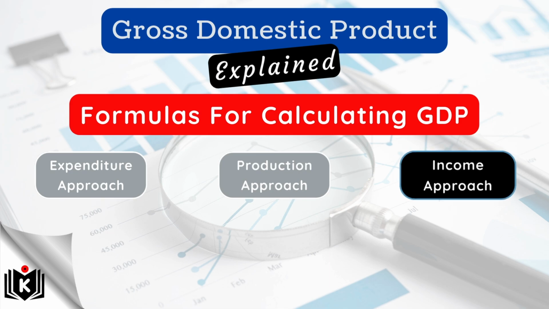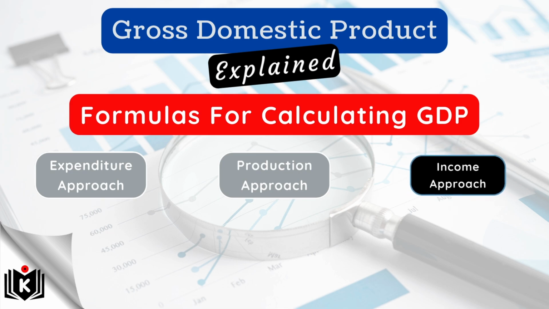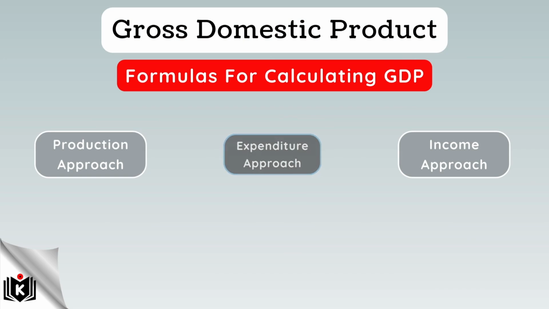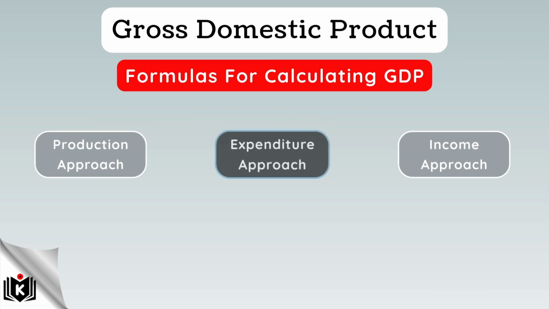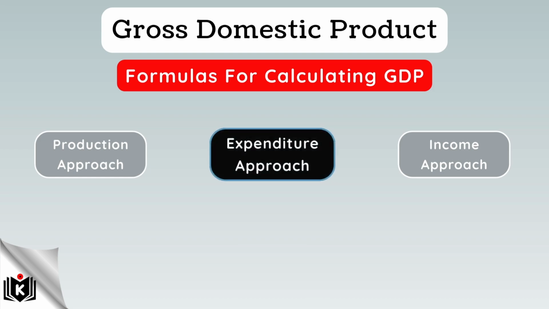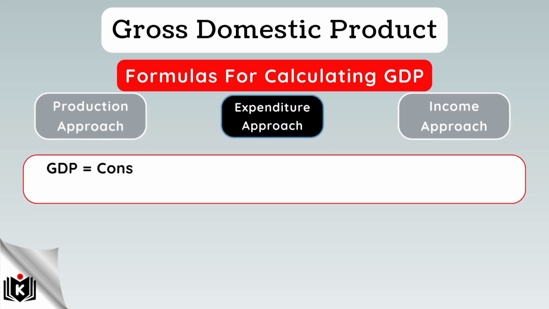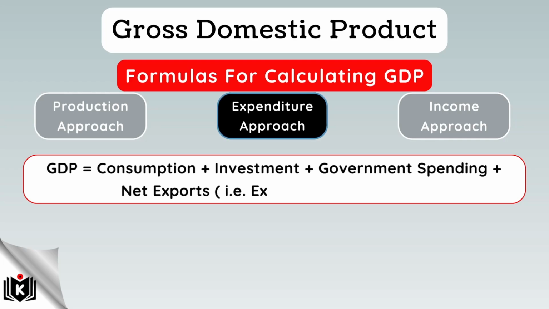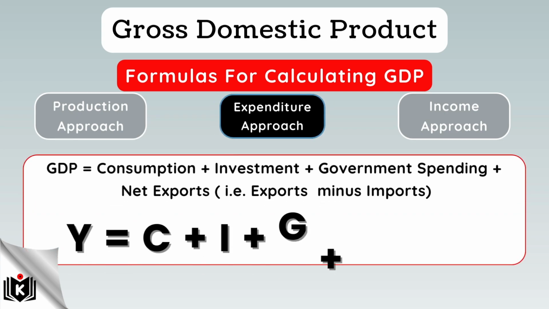This calculates GDP by adding up all incomes earned in the economy, including wages, profits, and taxes. Let us dissect these approaches even further by looking at the formulas used for each approach, starting with the formula for the expenditure approach. As indicated, this is the most common GDP formula used, which is calculated as GDP equals consumption plus investment plus government spending plus net exports, represented by exports minus imports. The formula can be depicted as follows.